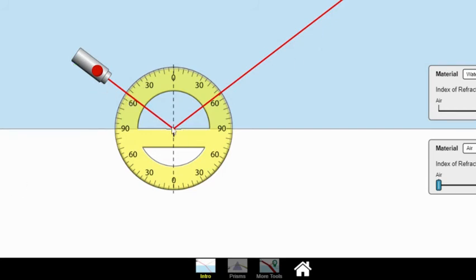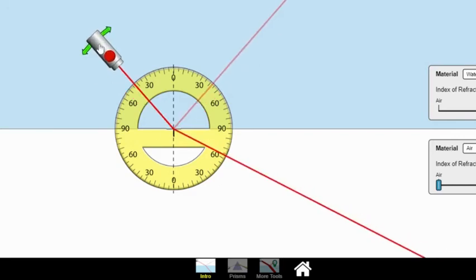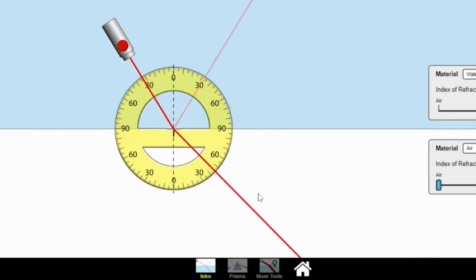The light ray is reflected. This is the reflected ray, but it's reflected inside the water. It does not get out of the water into the air. At smaller angles, it does. No problem. There it is. It bends away from the normal, but it gets out.